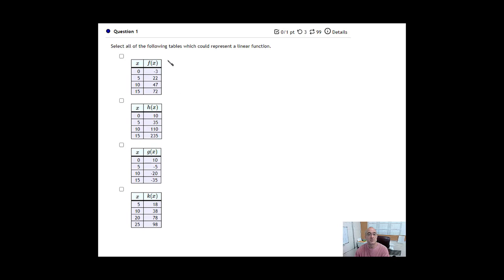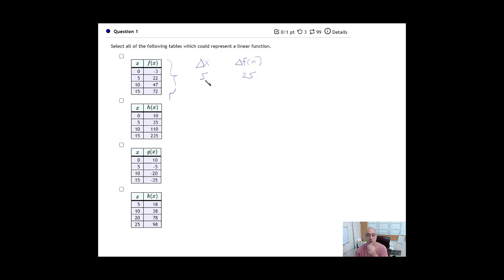So let's look at this first one here. Let me put a little bracket here so we can see it. All right. So for this one here, our change in x, which I'm going to signify by delta x, and then our change in the functional value by delta f of x. So notice from 0 to 5, our change in x is 5 units. And from -3 to 22, our change in f of x is 25 units.